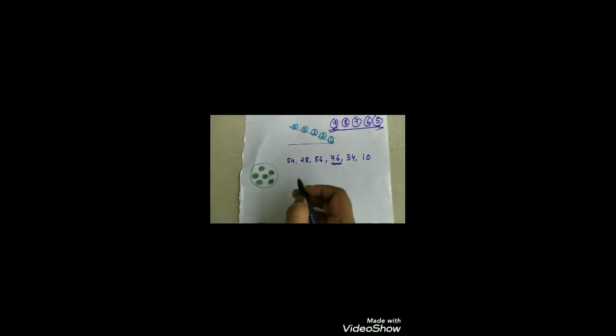So which one is the larger number? 76. Write it down. After that, what will be the next one? After 76, the larger will be? Yes, 56. Next, 54.